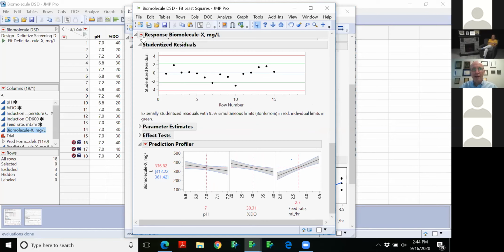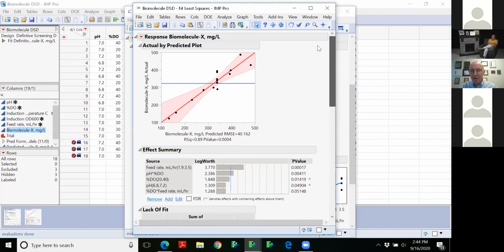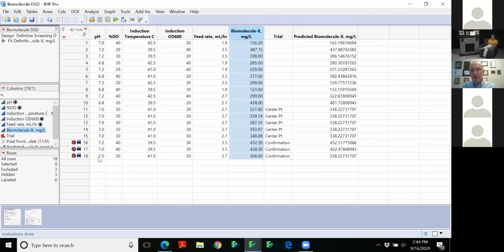And then another thing that you can do is you can save columns, and I saved a column of predicted values. Now, I want to show you that the root mean squared error of the model here is 40. So you would expect half the runs to be within 40 of the predicted value in a confirmation run. And these guys did 3 confirmation runs. So they did these extra 3 runs and got the data for them.